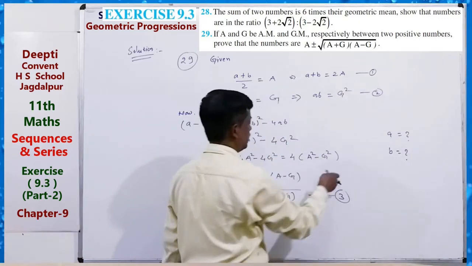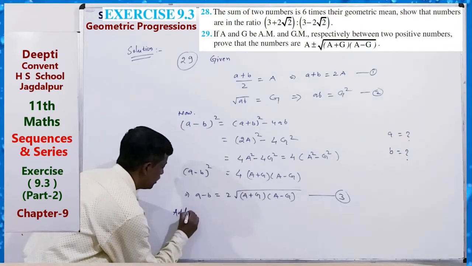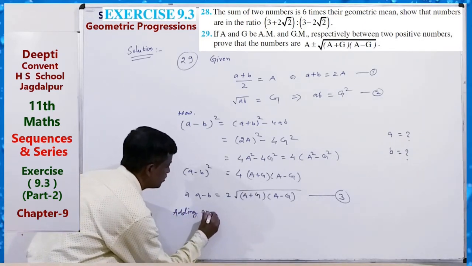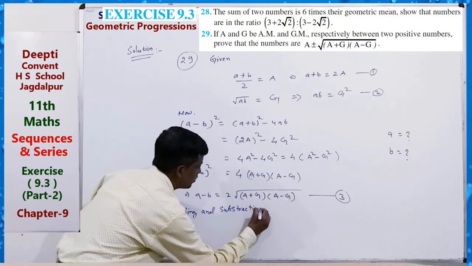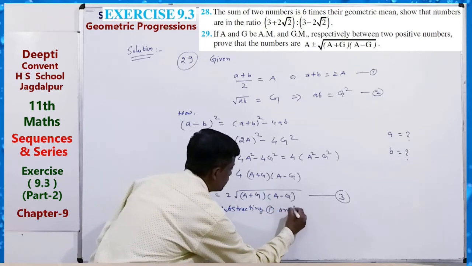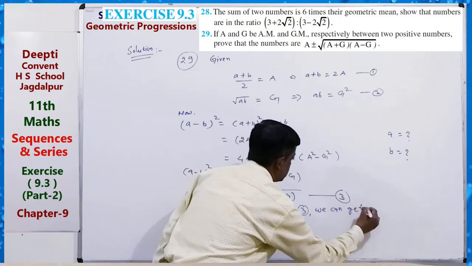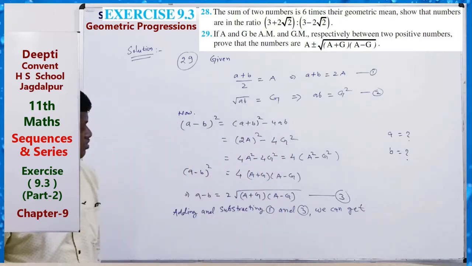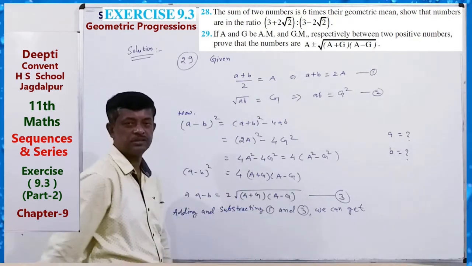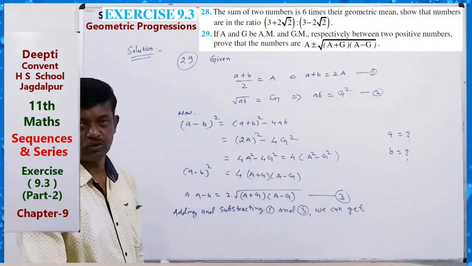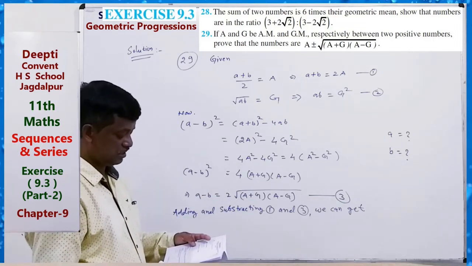Now 1 and 3 can be solved. A plus b equal to this, a minus b equal to this. So adding and subtracting equations 1 and 3, we can get 2a equals to 2a plus 2 of this. So 2a equals to 2, cancel. So a equals to a plus root of a plus g, a minus g.